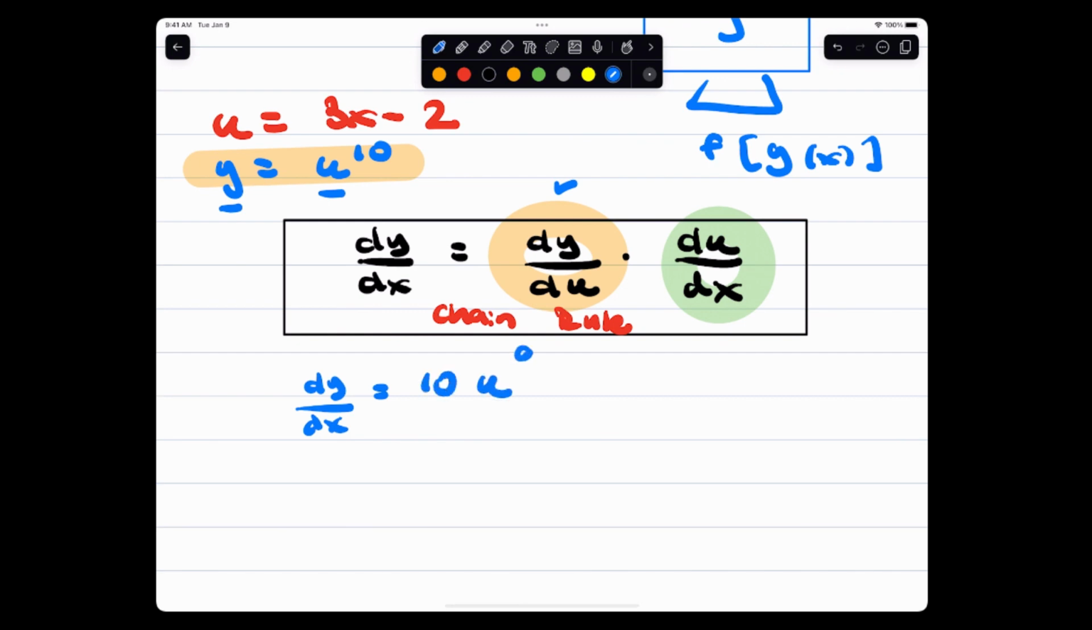10u to the what? 9th power. You guys see, this is the first part in chain rule. Okay, that's your first part. It's going to take some practice. It took me practice as a student.